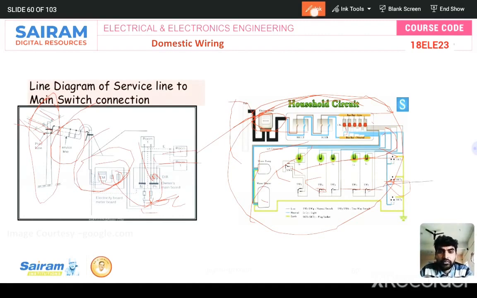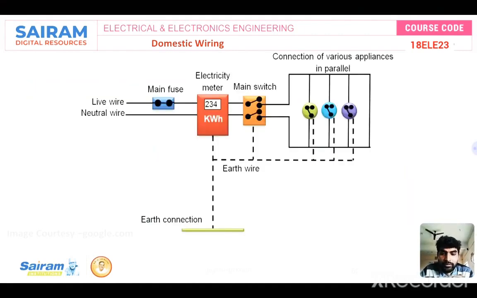Okay. Next we will see one simple diagram with live wire and neutral wire. We need to connect one fuse to the live wire, the phase wire, and then there is an electric meter present and a main switch. These are the switches for a particular room, a particular lamp. Also, earthing must be done while operating electrical appliances.